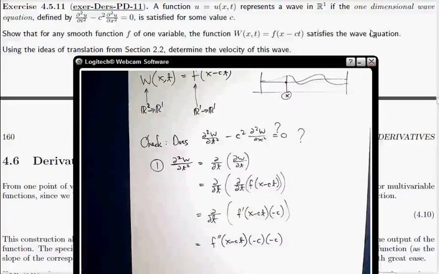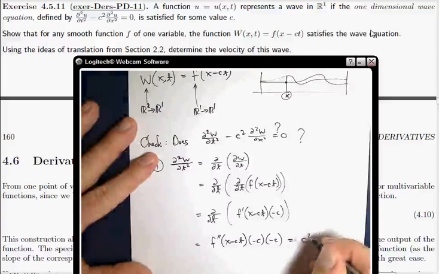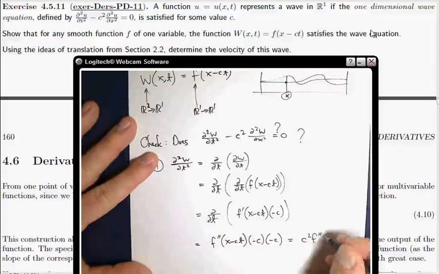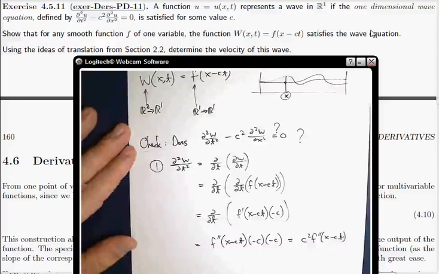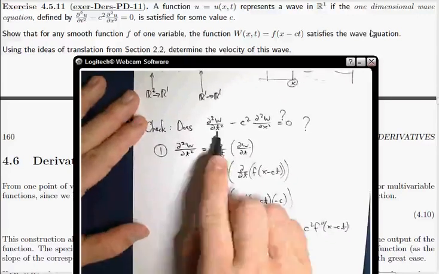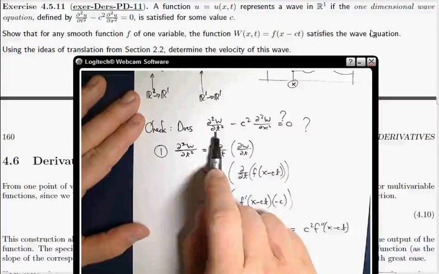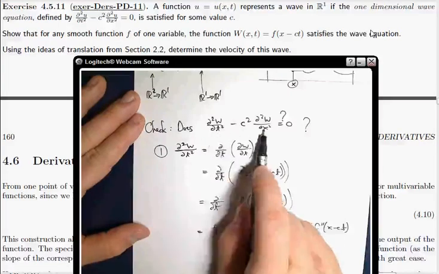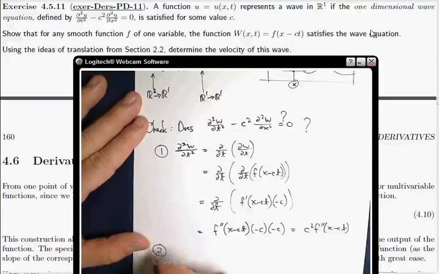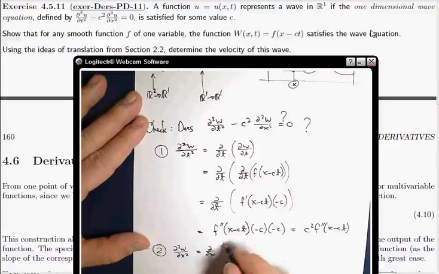All right. So altogether that gives me c squared f double prime of x minus ct. Now I've computed this term. The next thing I need to do is compute that term. So I need to compute the second partial of w with respect to x. Well, that's the x partial of the partial with respect to x of f of x minus ct.